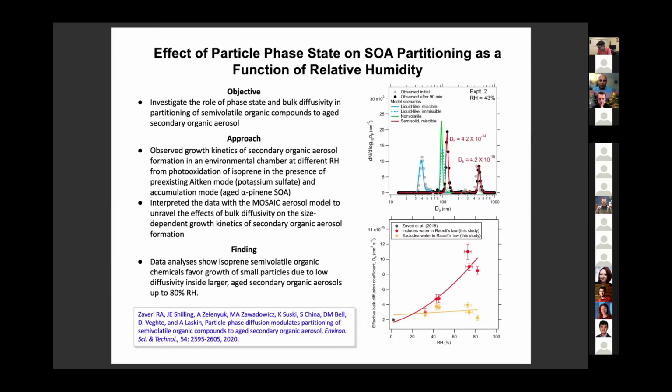And from that, we infer the diffusion coefficients in the accumulation mode. The top plot shows how only the semi-solid aerosol model is able to explain the growth of both the modes, which requires some diffusion limitation in the large mode. The lower plot shows the diffusion coefficient as a function of RH. So it's only an order of magnitude increase from going from 0 to 80% RH, so there's still quite a bit of diffusion limitation even at high RH. These results were just recently published last year in ESMT.